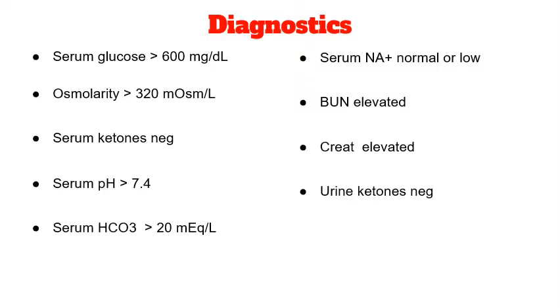Diagnostic tests performed include serum glucose greater than 600, osmolarity greater than 320, serum ketones negative, serum pH greater than 7.4, serum HCO3 greater than 20, serum sodium normal or low, BUN elevated, creatinine elevated, and urine ketones negative. These are all diagnostics found in HHS.